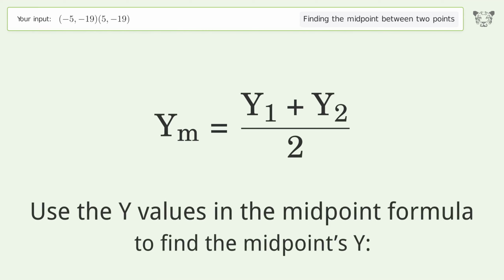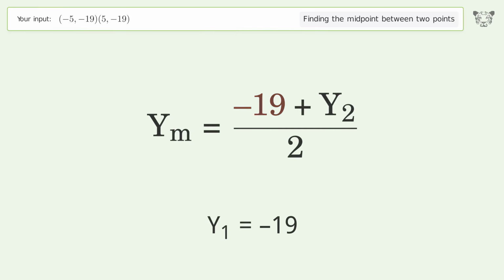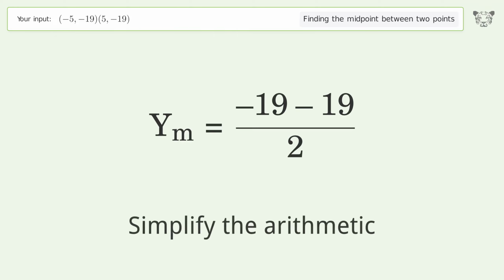Use the y values in the midpoint formula to find the midpoint's y. y1 equals -19. y2 equals -19. Simplify the arithmetic.